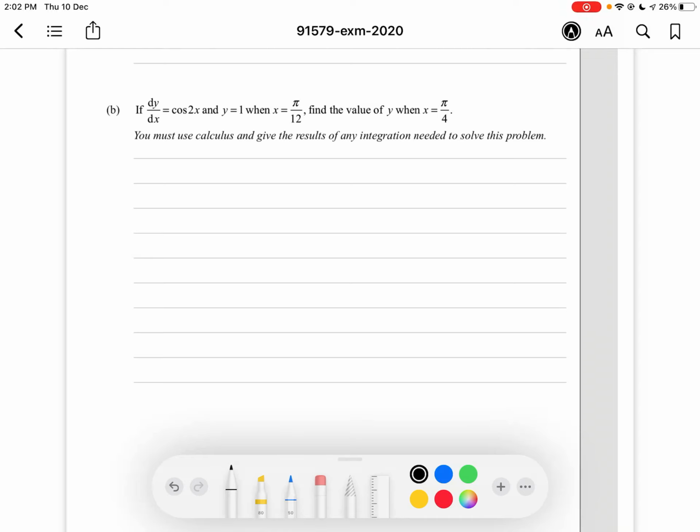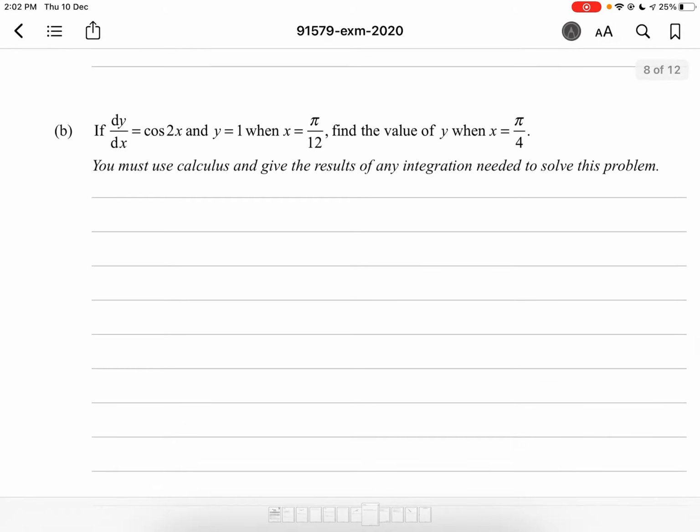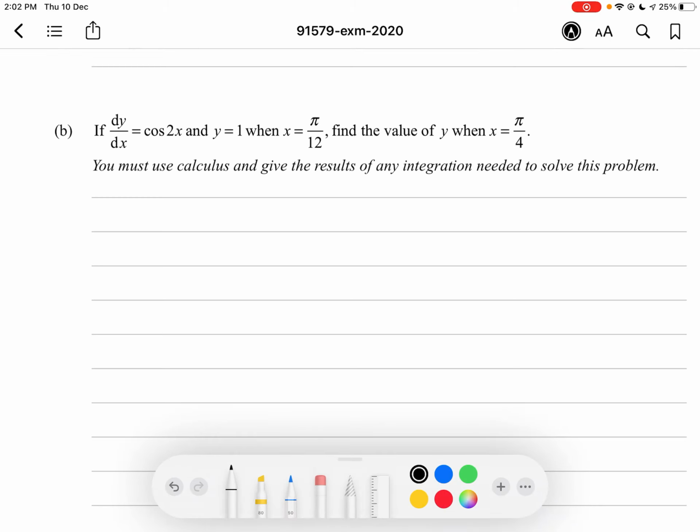Alright, question B. If dy over dx equals cos 2x and y equals 1 when x equals pi over 2, find the value of y when x equals pi over 4. Alright, so now we're just going to integrate to find our original function, and then we can plug in our initial value, y equals 1 and x equals pi over 2, and we can find our c value, and then we can find our value of y.